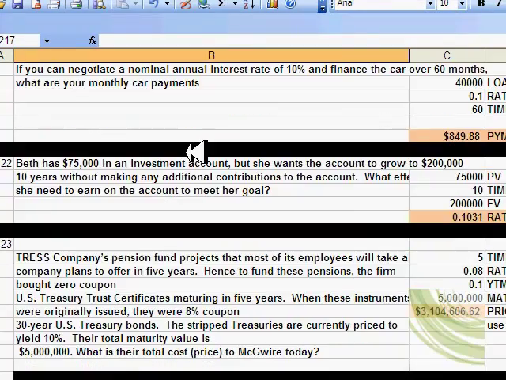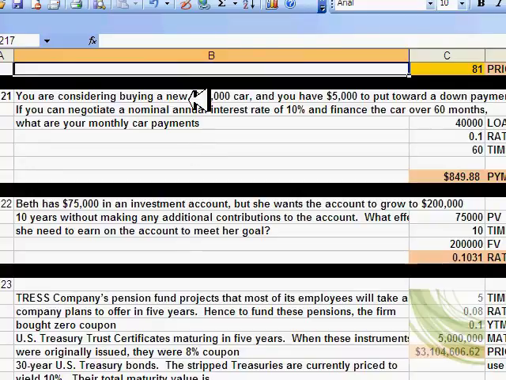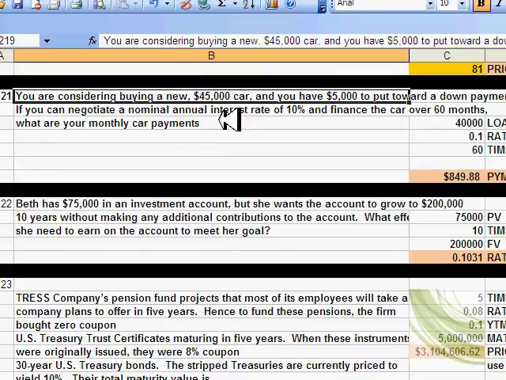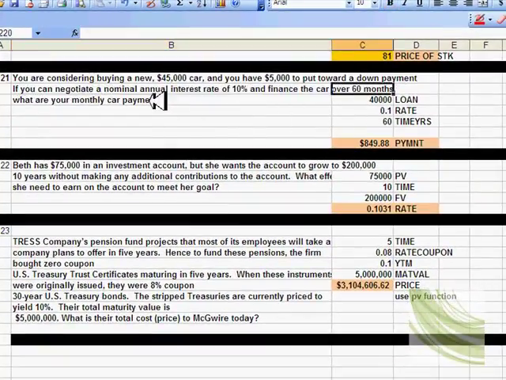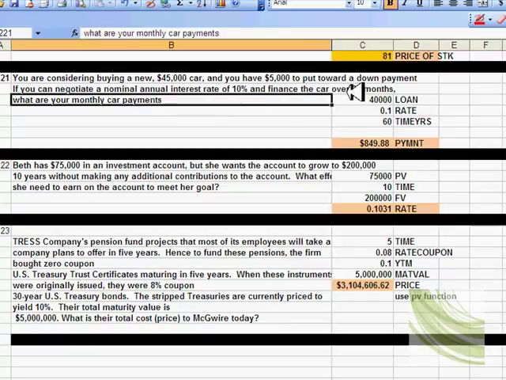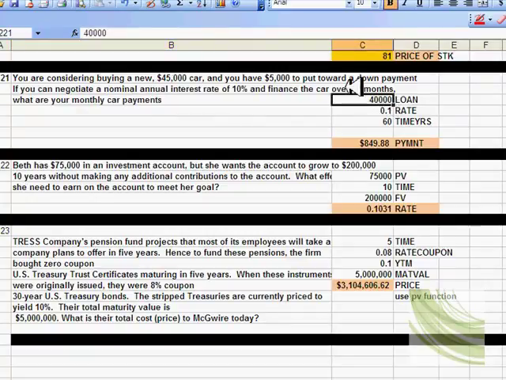Okay, let's do the next one. You are considering buying a $45,000 car. You have $5,000 down. You can negotiate an annual interest rate of 10% for 5 years, or 60 months. So you're calculating your monthly car payments. You know 40,000 is the loan because you paid 5,000 down, and your interest rate is 10%. 60 is the number of periods that you have, 60 months.